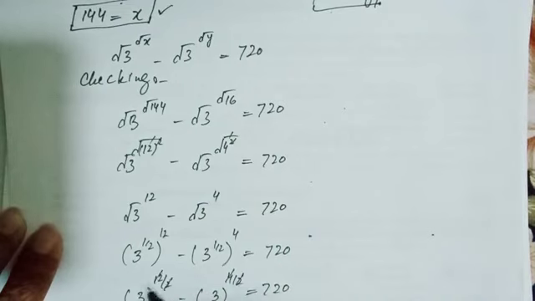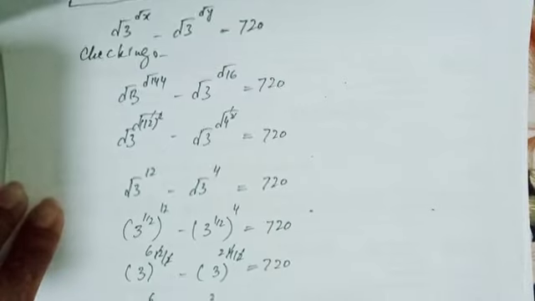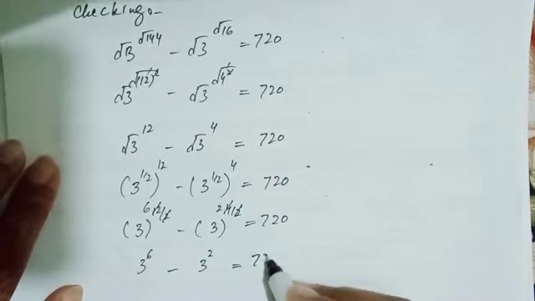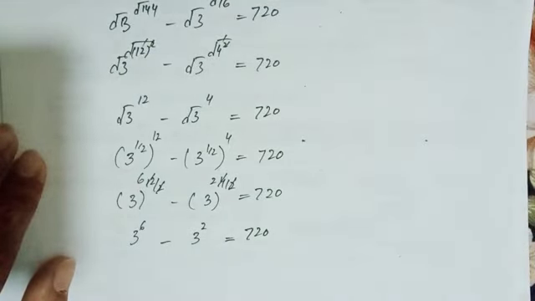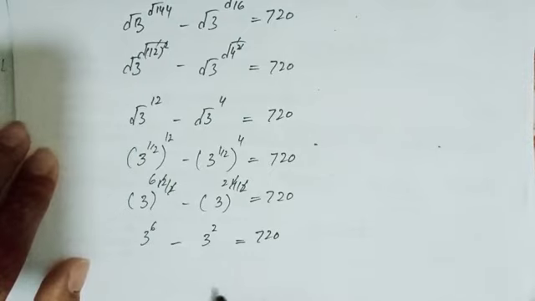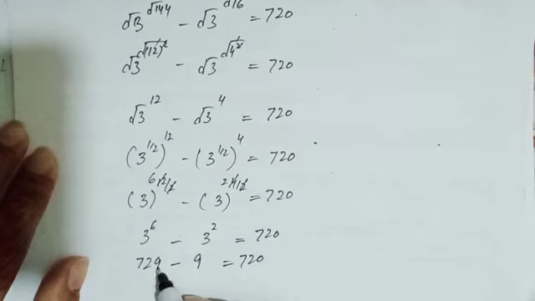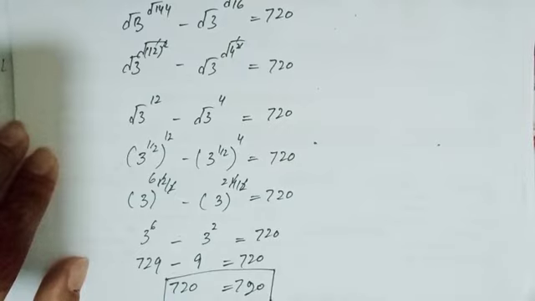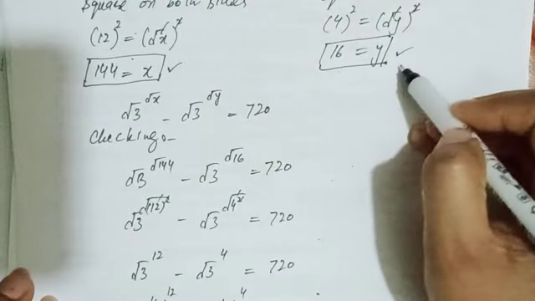12 by 2 is 6 and 4 by 2 is 2. Here I get 3 to the power 6 minus 3 to the power 2 is equal to 720. So again write this. 3 to the power 6 is equal to 729 minus 3 to the power 2, which is equal to 9, so this is equal to 720. So our values, x is equal to 144 and y is equal to 16, are quite right.